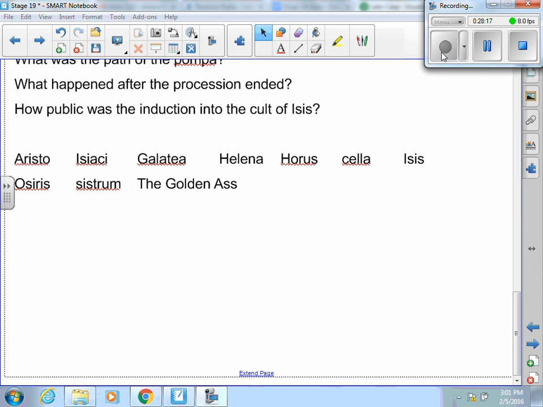Sistrum was the sacred rattle of Isis, and the Golden Ass was a novel that was written about the entrance into Isis worship. I realize that this was long, but necessary. I got you through pretty much everything that you're going to see on the test.